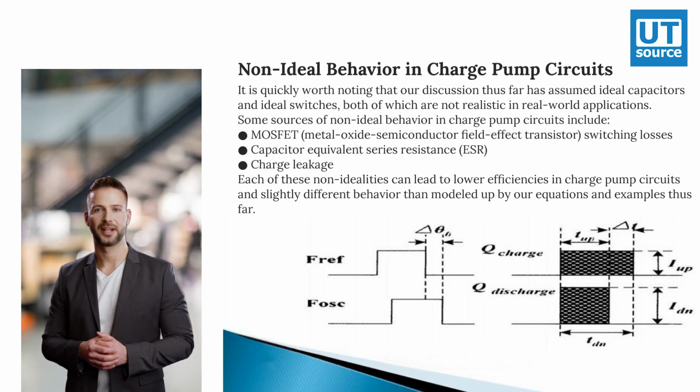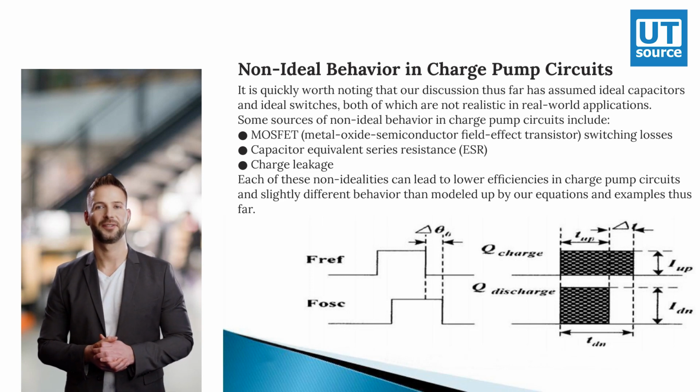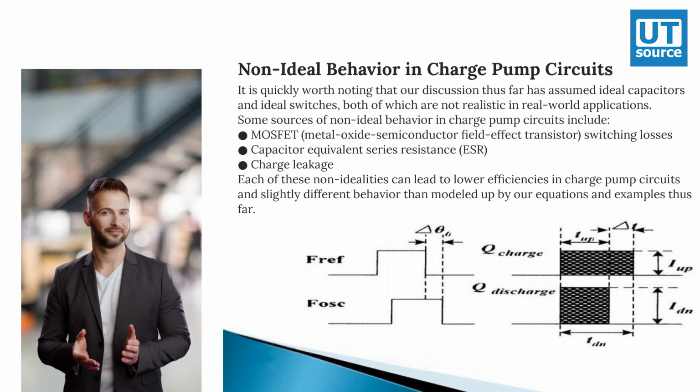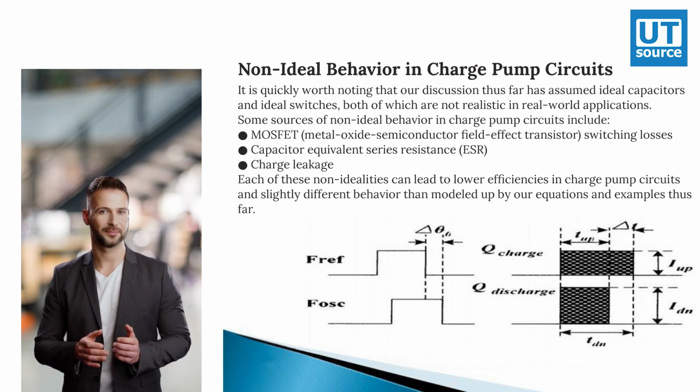Some sources of non-ideal behavior in charge pump circuits include MOSFET, metal oxide semiconductor field effect transistor, switching losses, capacitor equivalent series resistance, ESR, and charge leakage. Each of these non-idealities can lead to lower efficiencies in charge pump circuits and slightly different behavior than modeled by our equations and examples thus far.